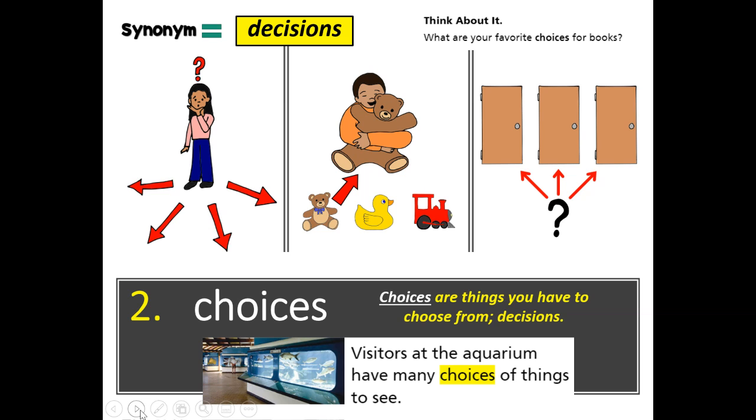So again, write choices. In the second column, you could write decisions. And then in the third column, you draw a quick sketch or picture. If you want to, push pause and do that now. And then when you're finished, push play. I'm also going to show you these words again at the end of the lesson where you can push pause and write them as well.